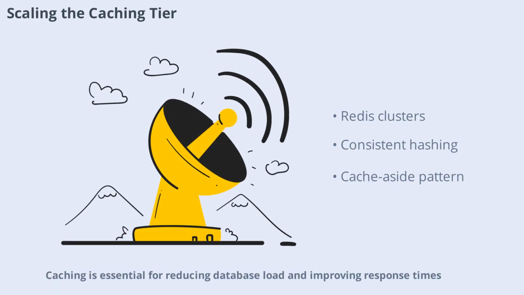Caching is essential for reducing database load and improving response times. A well-designed cache can handle 100 times the throughput of a database. Redis, for example, can process over 100,000 operations per second on a single node. Scaling caches involves using Redis clusters, consistent hashing, and the cache-aside pattern. By serving hot data from memory, you keep your system fast and responsive, even as user numbers soar.